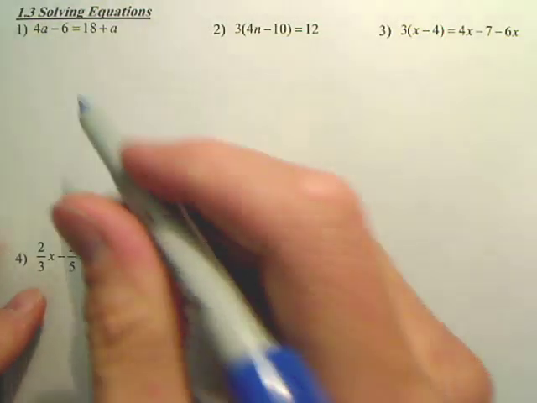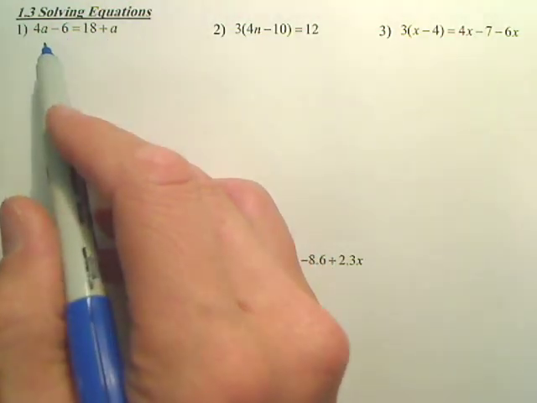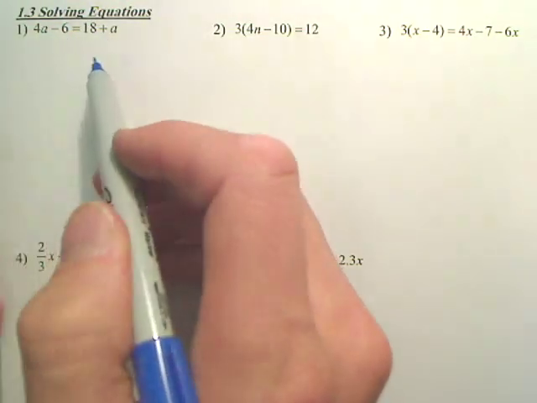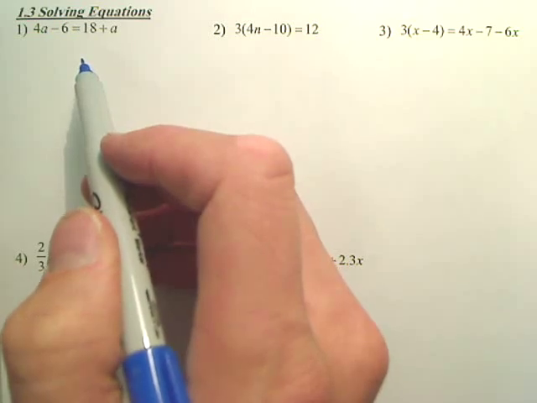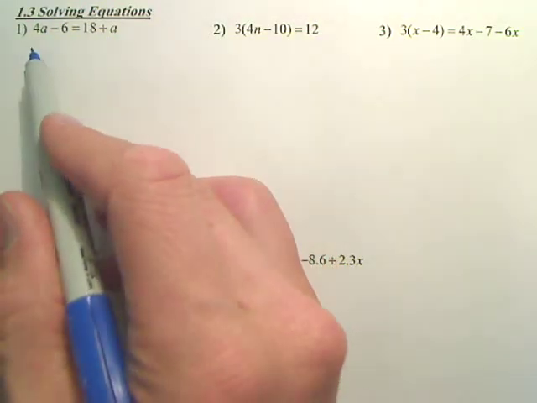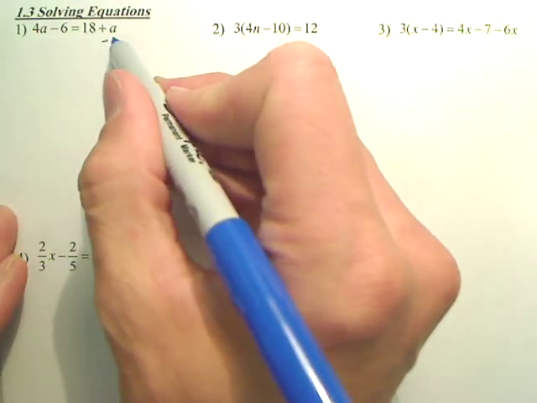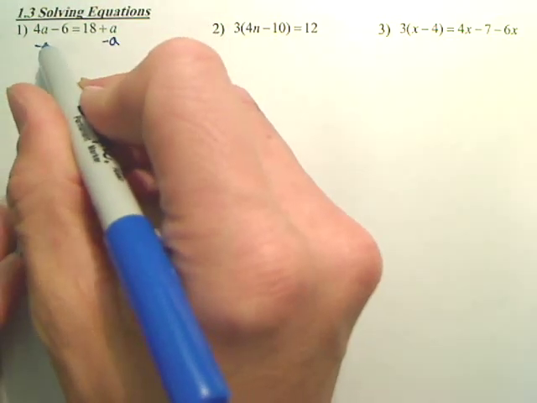Alright, to solve this, basically, you want to find out what value, when you plug it in, will make both sides equal. There's one answer. The process is to get the variable to one side and the numbers to the other. So what I'm going to do here is start off with minusing a from both sides.